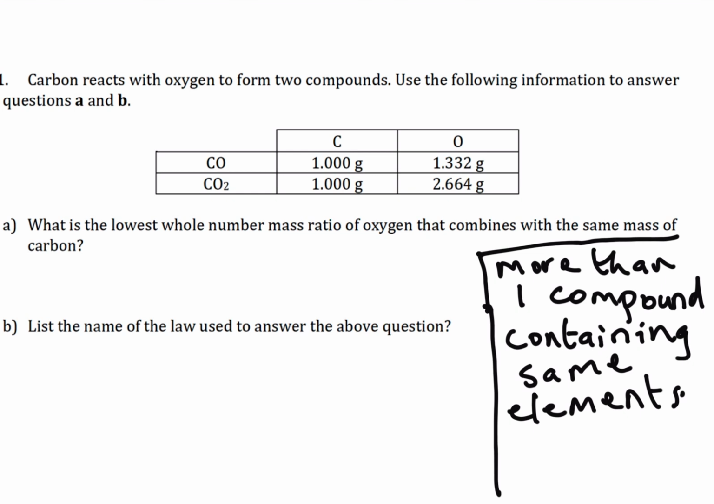For example, carbon monoxide and carbon dioxide, same elements. They both contain carbon and oxygen, but they are 2 different compounds. Automatically, looking at this, you should know that this is the law of multiple proportions. So, this is a table.